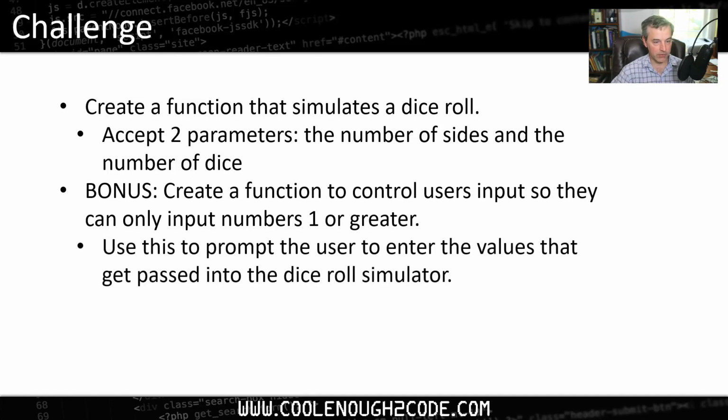And then when the user enters in a value, that gets passed into the dice simulator. So basically I want you to say, enter in the number of die. I want that to be 1 or greater. Enter in the number of sides. I want that to be 1 or greater. And then pass those values into the dice simulator. That way you can get a simulation from the user that says, hey, I want to roll 2 6-sided die, or I'm going to roll 10 4-sided die, or however many die. You kind of get the point.